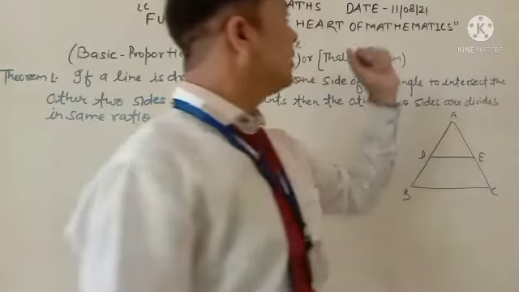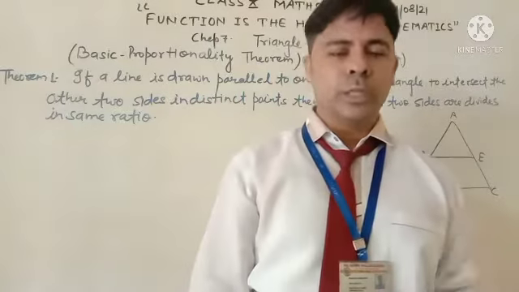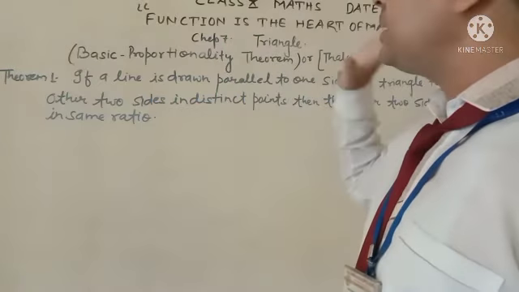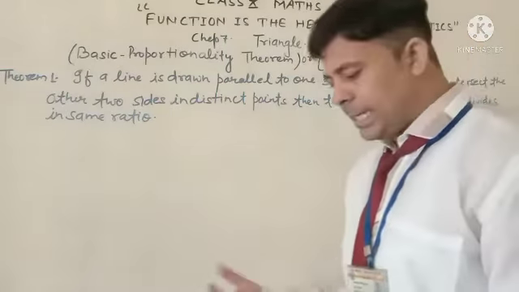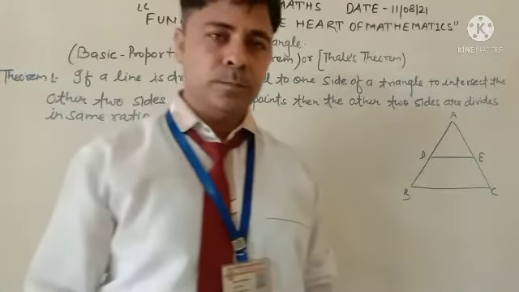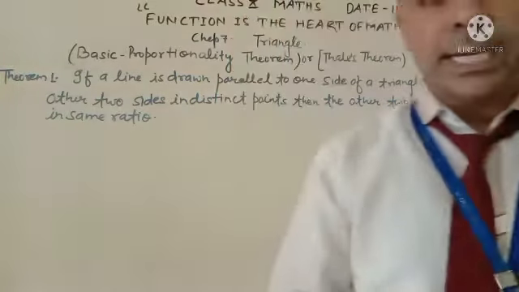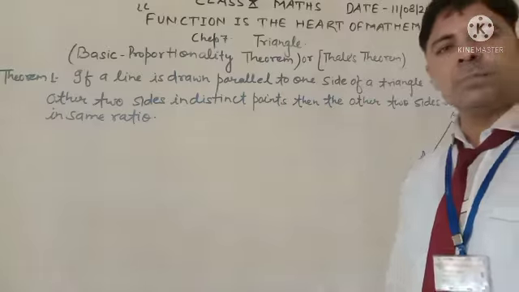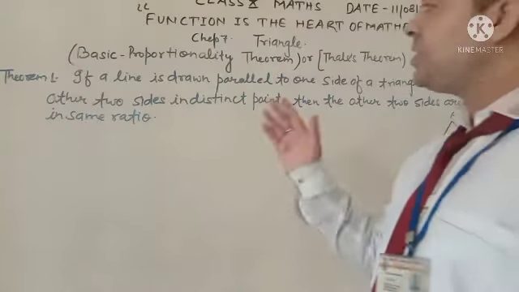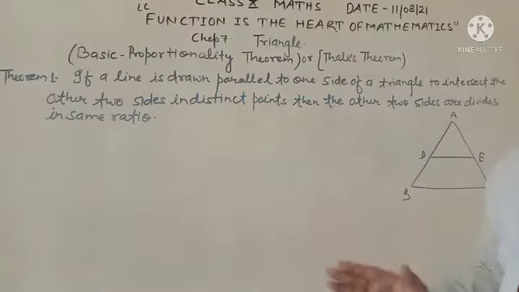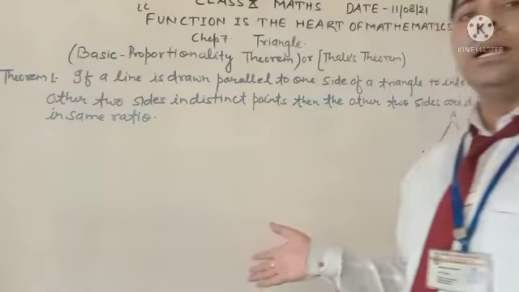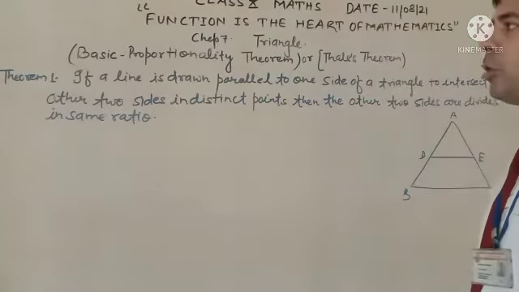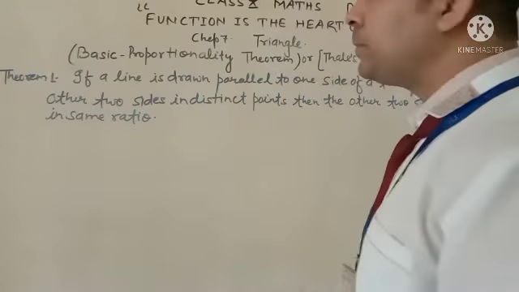Now today's date is 11th of August 2021. This is chapter 7, Triangles. Yesterday I told you about the triangle, similar triangle, congruent triangle, similar figure, and congruent figure. Now we will study about the theorem based on similar triangles. Here we will study about the basic proportionality theorem.